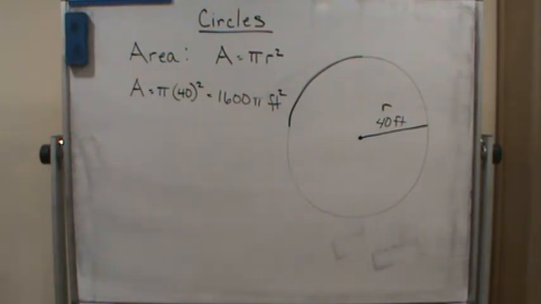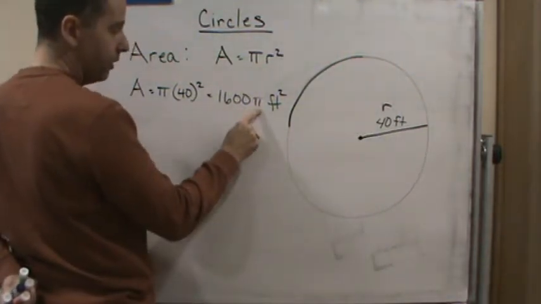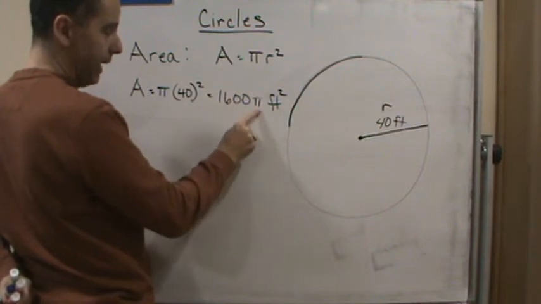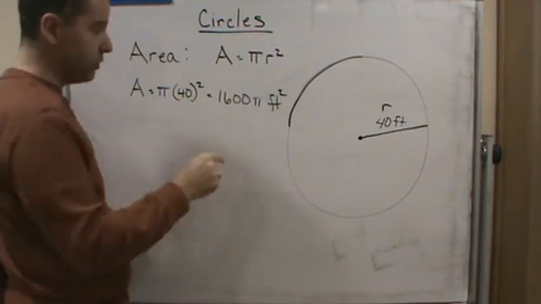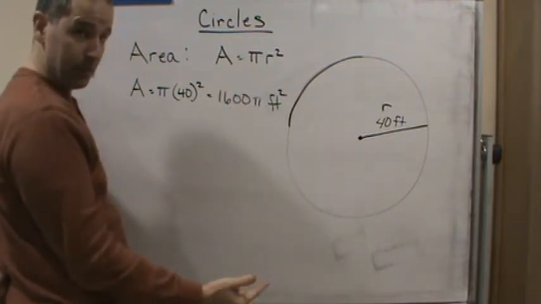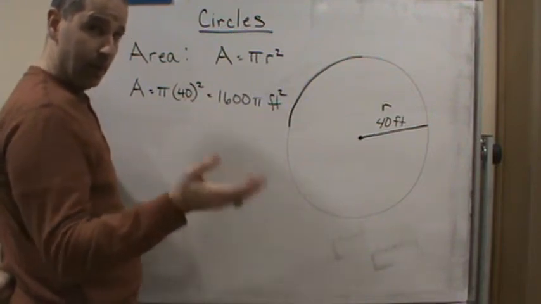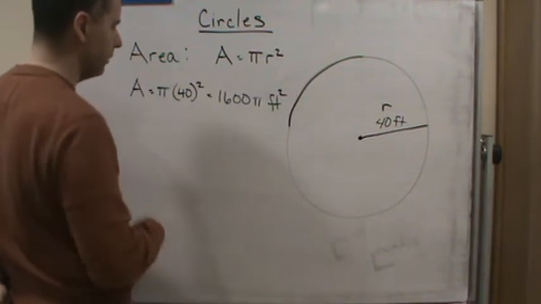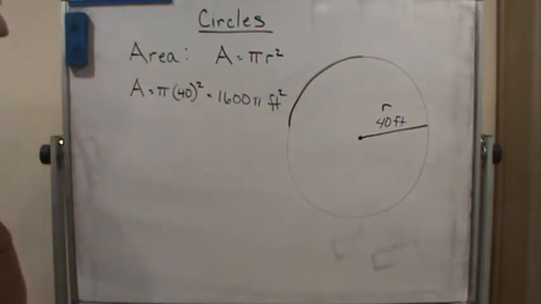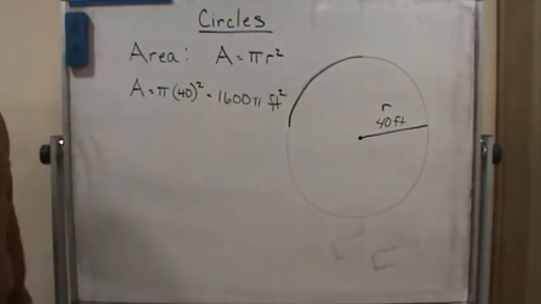Now, the reason why I don't estimate this using pi is because I don't want any round off error, because we're going to use this number in the next step. So again, don't round, don't estimate until the last step of your calculation, okay? So when you have your final number, that's when you want to round. So I'm going to leave it like this because I want an exact answer for that one.